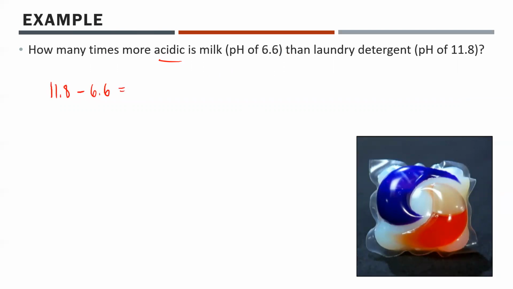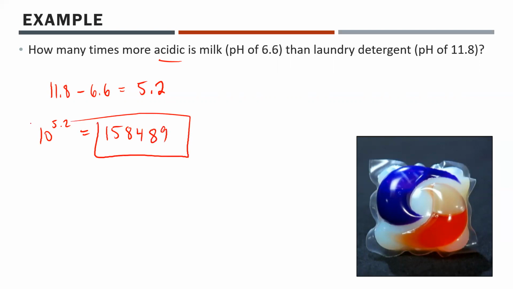Just typing that in so I don't get the mental math wrong here. It's 5.2. There we go. And then raise 10 to the power of that. So 10 to the power of 5.2. Throw that in your calculator as well. Give me a second. 10 to the power of 5.2, rounded to the nearest whole number, is 158,489.